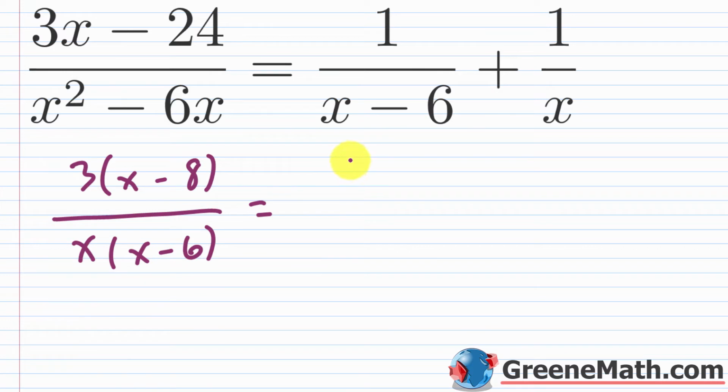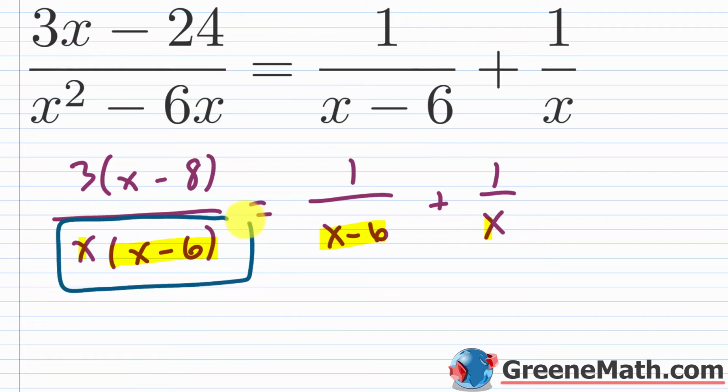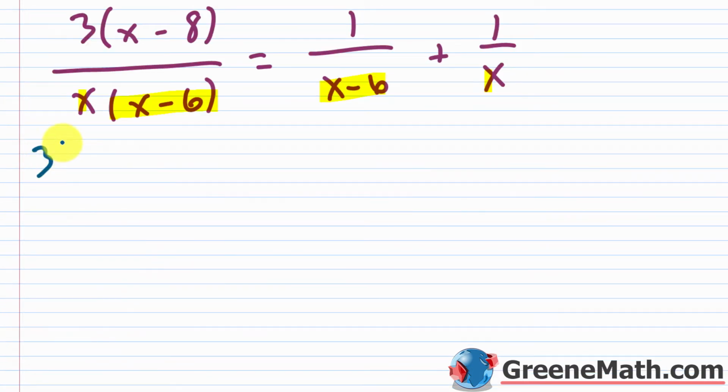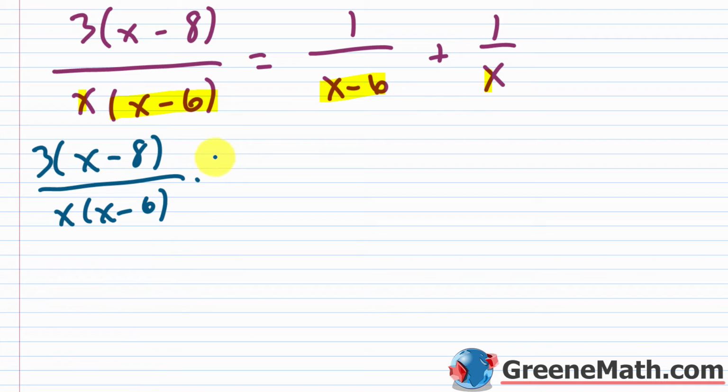Then this equals, we're going to have 1 over x minus 6. And then plus 1 over x. Okay, what is the LCD here? Well, you see that here you have x and here you have x. Then here you have the quantity x minus 6 and here you have the quantity x minus 6. So your LCD is just going to be this guy right here, your x times your quantity x minus 6. Okay, so let's write 3 times the quantity x minus 8 and then over x times the quantity x minus 6 and then times x times the quantity x minus 6.